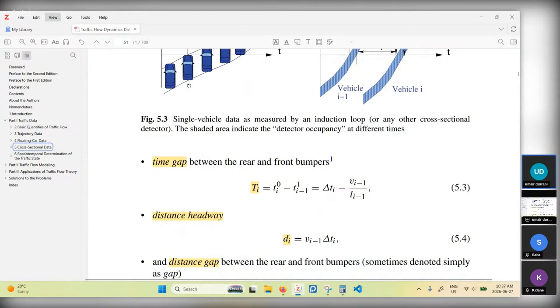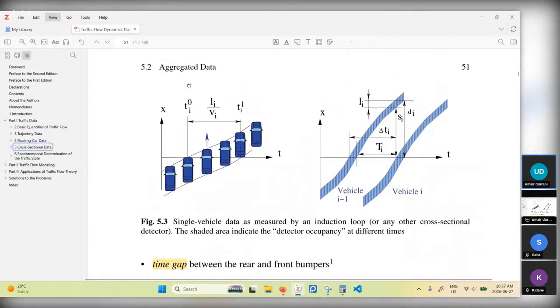There's also a time gap, and actually what I've drawn there is also shown here. In figure 5.3, we have single vehicle data as measured by an induction loop or any other cross-sectional detector. The shaded area indicates the detector occupancy at different times. We'll see occupancy in a moment.